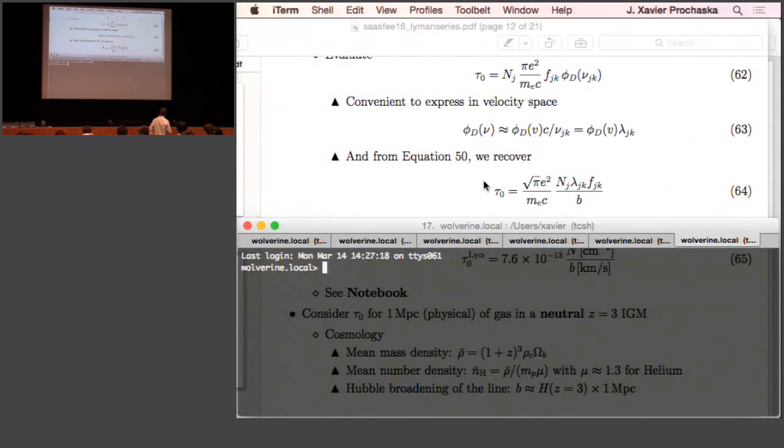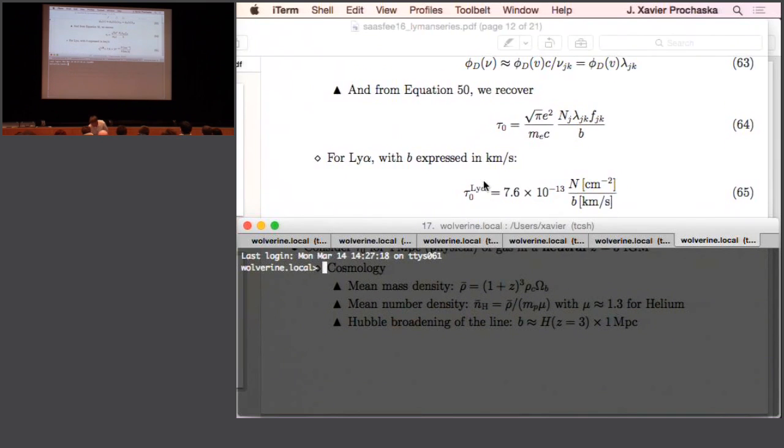The optical depth at line center is proportional to the column density, the amount of gas you travel through, not surprising. The wavelength, the oscillator strength, that's the quantum mechanical description of the strength of the cross-section, and inversely proportional to the Doppler parameter. The more the motions, it kind of makes sense, the broader your line profile, the less deep you are at the line center. For hydrogen Lyman-alpha, that equation may be expressed as this.